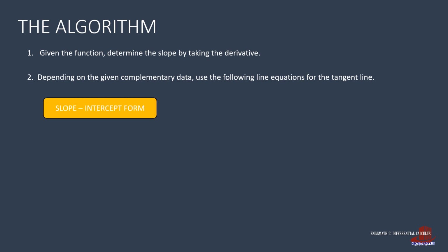The first format for the line is the slope-intercept form, which is y equals mx plus b. This is used when the y-intercept is given along with the function. The second line format is the point-slope form, which is y minus y1 equals the slope m times x minus x1. This is used when the complementary data given are coordinates of a point.